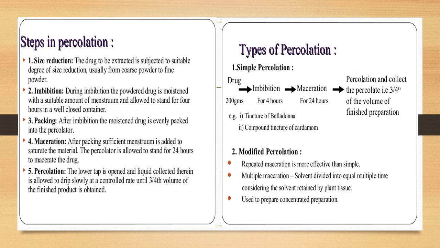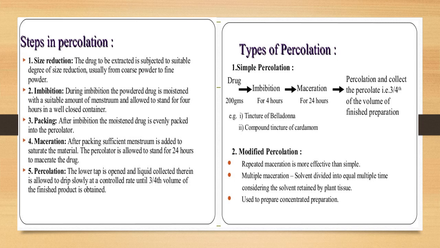These are the different steps used in the process of percolation. First step is size reduction. The drug to be extracted is subjected to a suitable degree of size reduction. It may be from coarse powder to fine powder. Second step is the imbibition process.